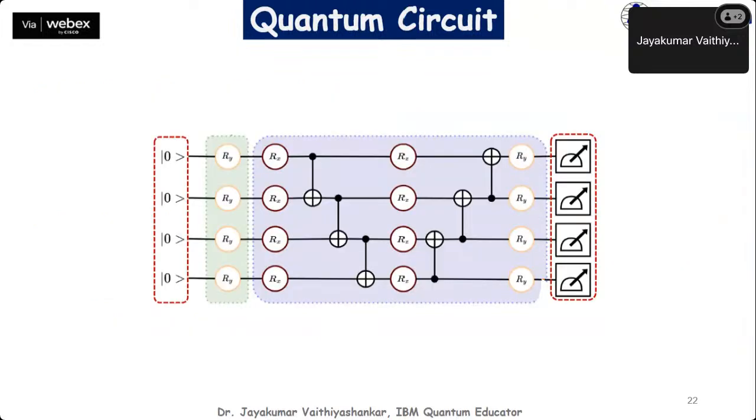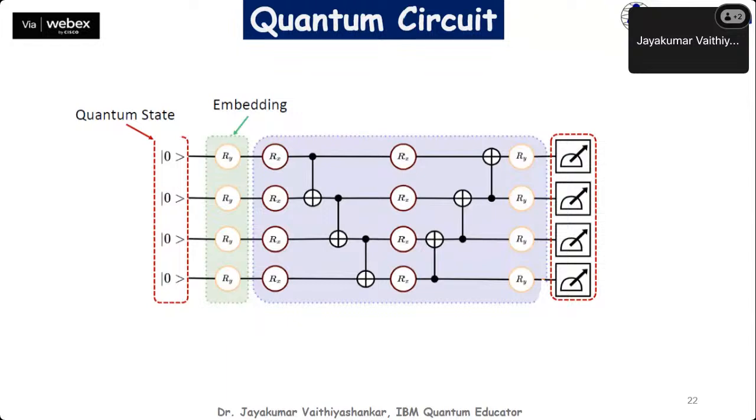So let's discuss in detail. Initially, you need to prepare your qubits. This is your initial quantum state. Then, if you have any inputs, we need to embed them using rotational gates. So this is where we are embedding our input into quantum bits.